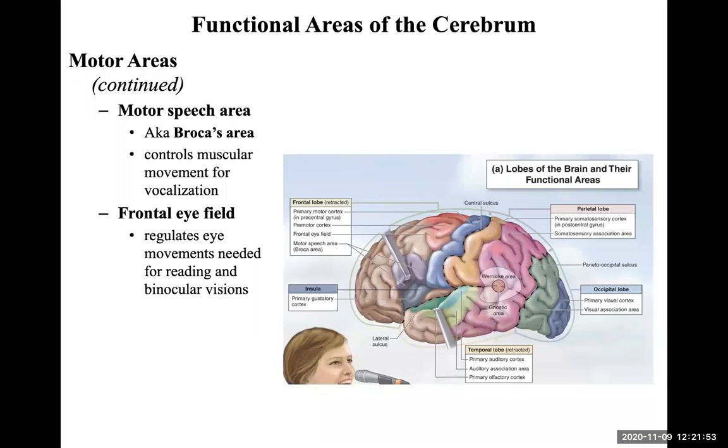The frontal eye field, again, also found in the frontal lobe, regulates the movements that are required for reading. The frontal eye field also allows our eyes to track together. So if something runs across your field of view, you're able to track it with both eyes as long as the frontal eye field is functioning correctly.